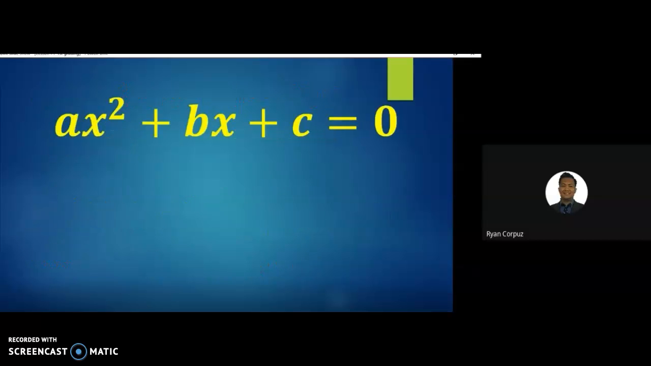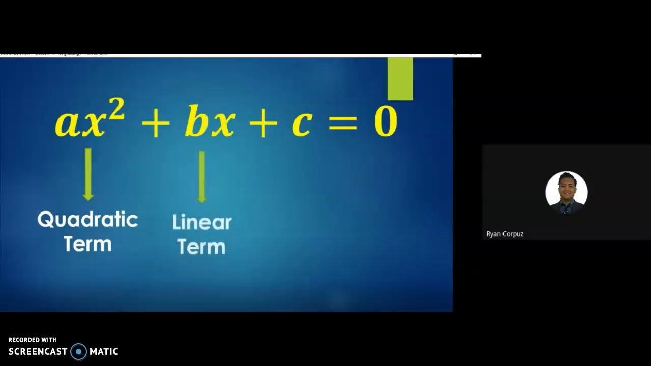Now, in the general form of the quadratic equation, ax squared plus bx plus c is equal to 0, the first term is what we call the quadratic term. That is the term where we can determine that we are dealing with a quadratic equation. If the quadratic term is not present in the given equation, then it is not called a quadratic equation. The quadratic term is the term where you can see the highest exponent, which is 2. So we call that the quadratic term.